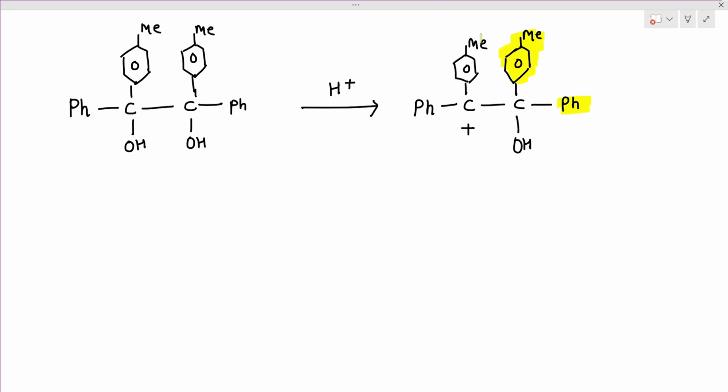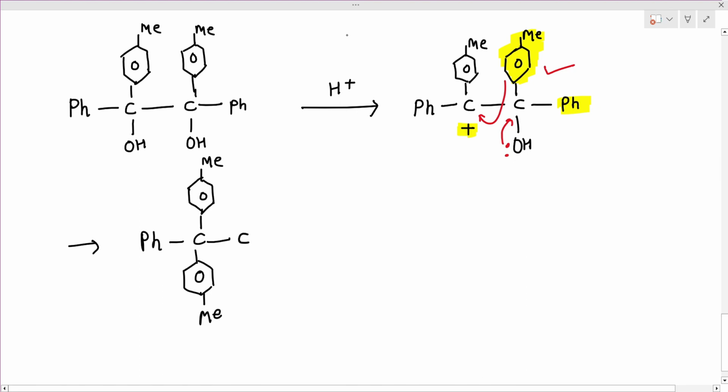Okay, and one thing you should remember here is that the migrating group migrates with its pair of electrons. It means the more nucleophilic group will migrate. Because there is a positive charge, the group with more electron density will migrate, and obviously you can see this group has more electron density, so it will migrate to this position. So this is migrating here and this is moving like this. So you are getting double bond O and Ph. Okay, so this will be your product.